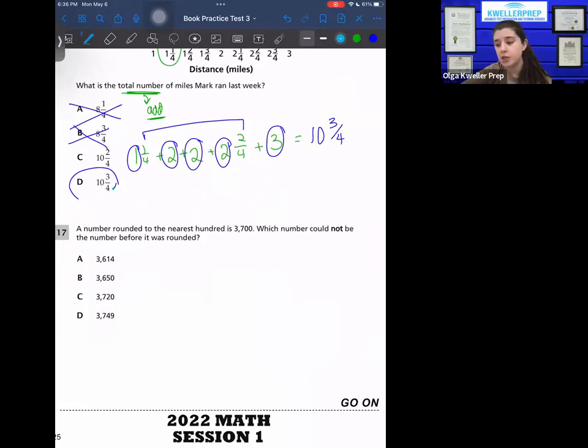Okay, so this question is asking us about rounding. So it's saying that a number rounded to the nearest hundred, right? We talked about places. So this is our hundreds place. I'm circling it in all of our options. Is 3,700. Which number could not be the number before it was rounded? Or another way of asking this is which number does not round to 3,700?